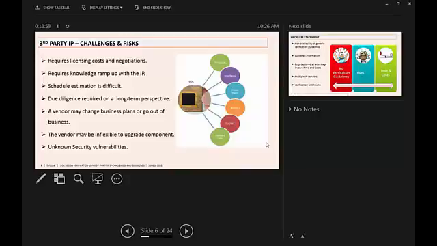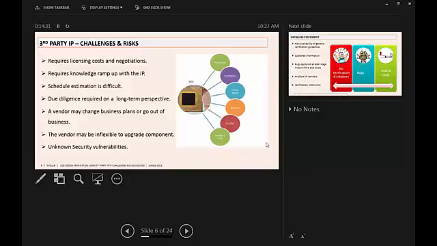The next point is due diligence required for the long term. You choose an IP with an idea, but you also need to consider your company's roadmap when you choose. You don't want to go for short-term needs and then later say, hey, I can't even use this IP for my next generation. It may be a slight variant, but you need to be aware of that long-term due diligence. That is really a challenge. And a vendor may change its business plans or go out of business. This is truly a risk.